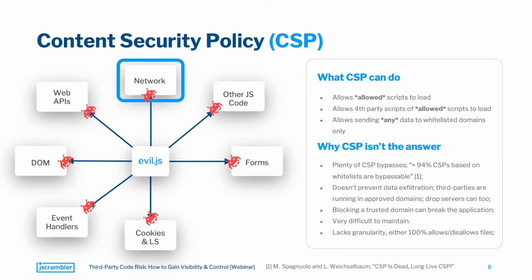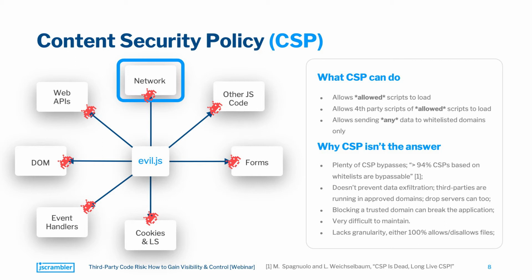In an attempt to address these threats, many security teams are turning to content security policy. In case you're not familiar with CSP, what it does is let you define which external sources your website can connect to. You whitelist the sources you trust, and every other connection will basically be blocked. Looking back at our diagram, CSP essentially covers the network dimension. So every allowed script will be able to load, along with any fourth-party scripts that they load themselves. CSP will then allow any type of data to be sent to these whitelisted domains.